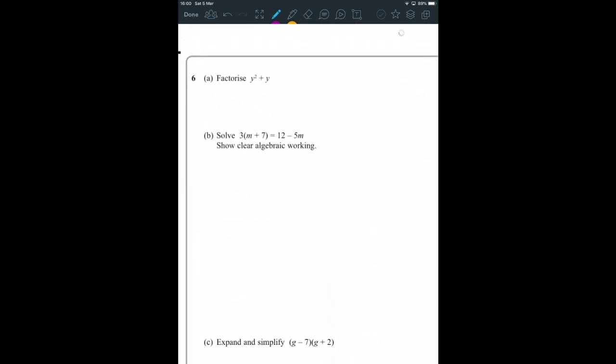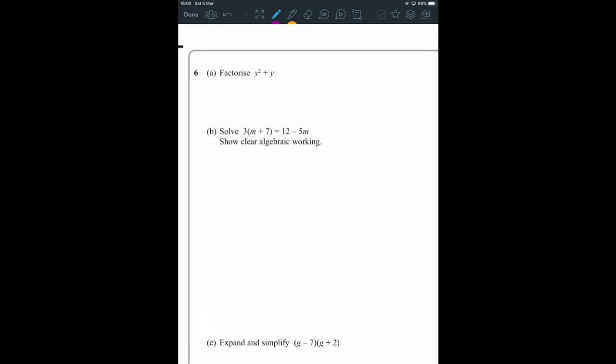Question 6. Factorize. We have a common y, leave behind y plus 1.